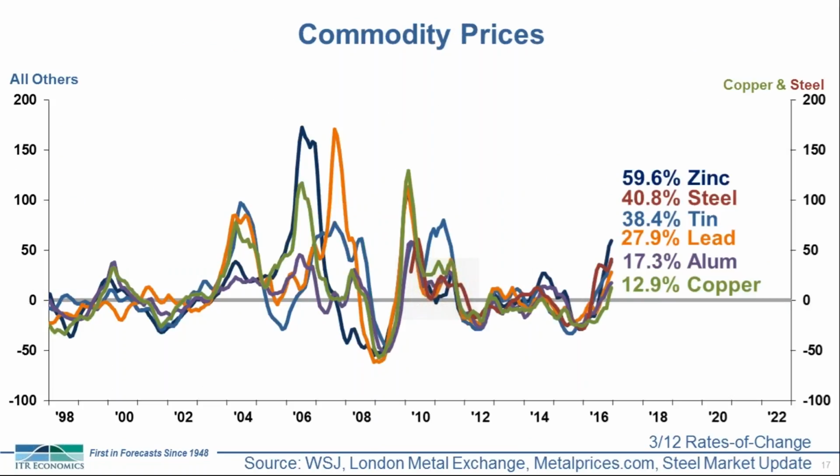As I mentioned before, copper prices are generally rising. On this graph, you'll see the 312 rates of change, or quarterly rates of change, for 6 different major metal commodity prices. Copper prices are generally growing. They're up 12.9% compared to the 4th quarter of 2015. However, they are growing generally slower than most other metals. This is common for us to see in copper.